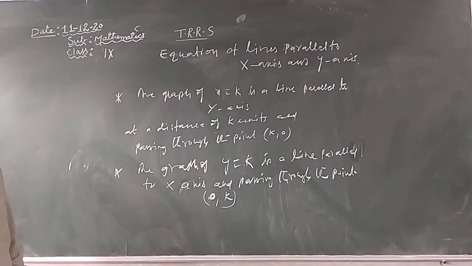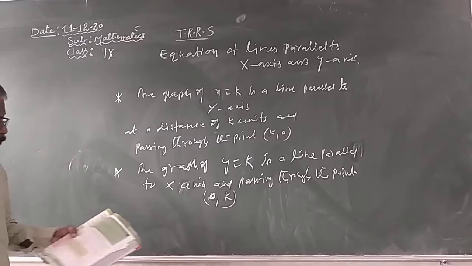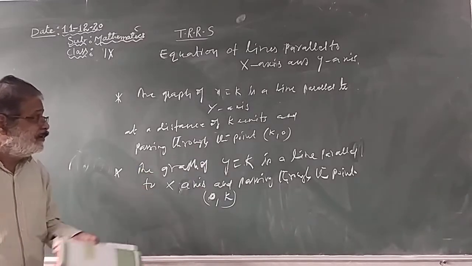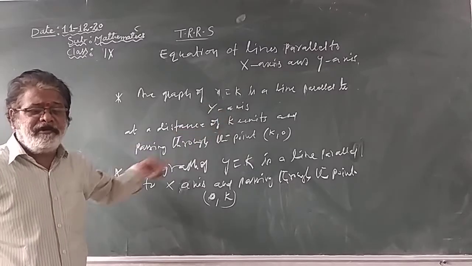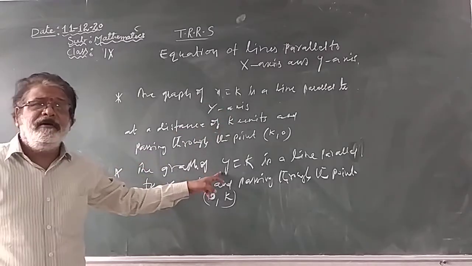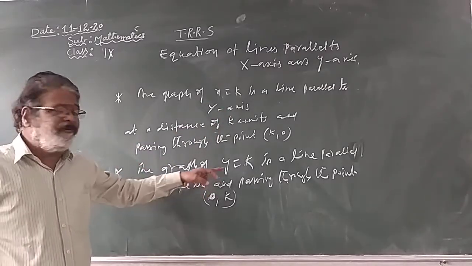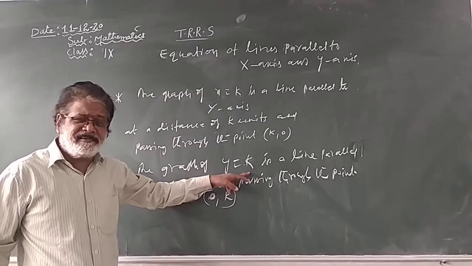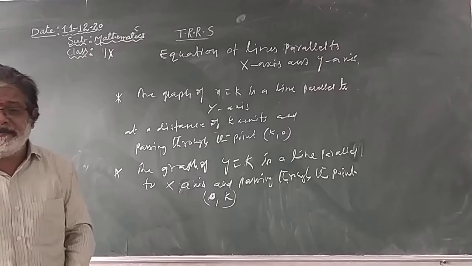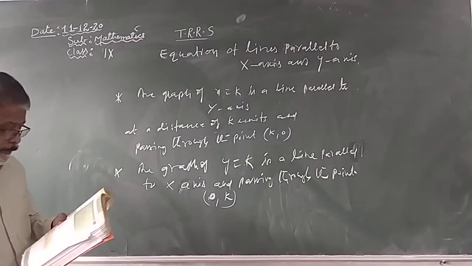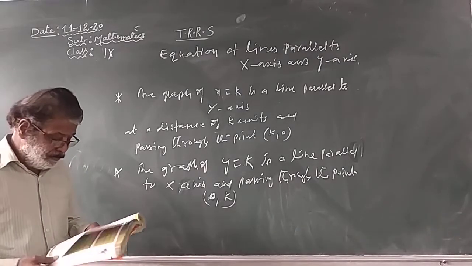Parallel to the y-axis is x equal to k. What is the equation of the line parallel to the x-axis? y is equal to k. Parallel to the y-axis is x equal to k. So the graph of x equal to k is parallel to the y-axis passing through k comma 0. The graph of y is equal to k is parallel to the x-axis and passing through 0 comma k. This you know.